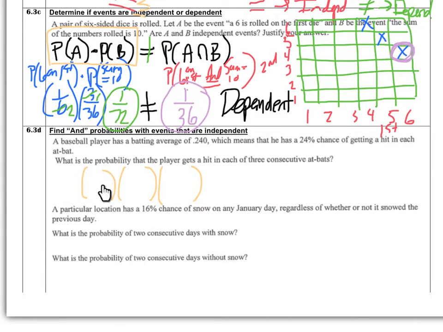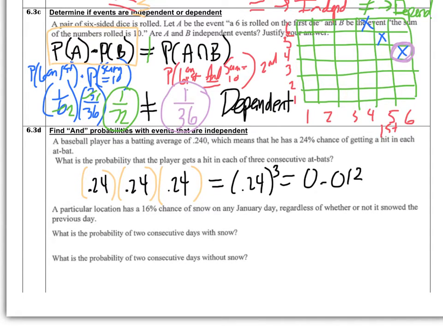So what is the probability he makes it the first time? That's the batting average. The probability he makes it the second is the same thing, and the third. Really what we just did was 0.24 to the third power. If you simplify that, you're going to get a 0.0138 chance or probability that he makes three consecutive hits in a row.